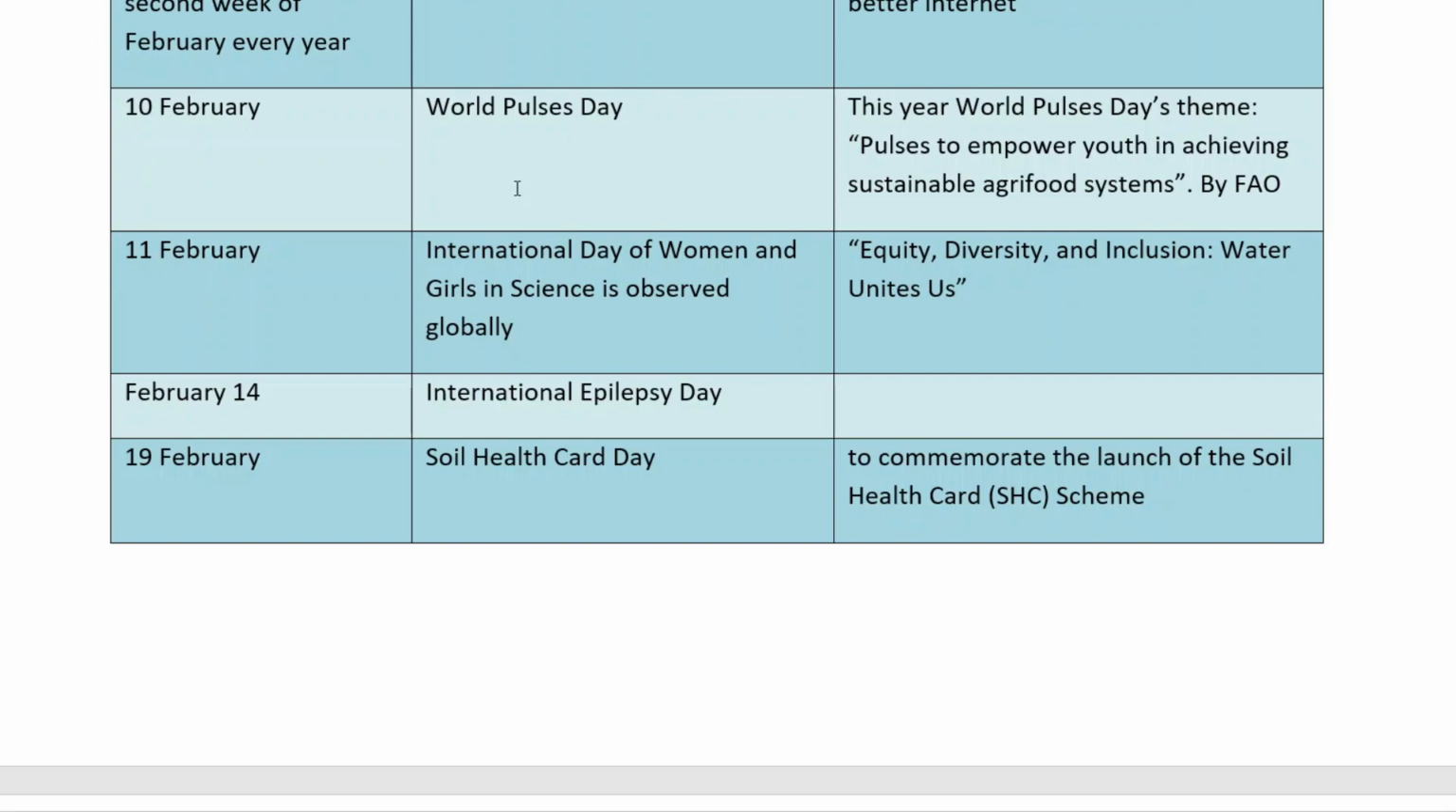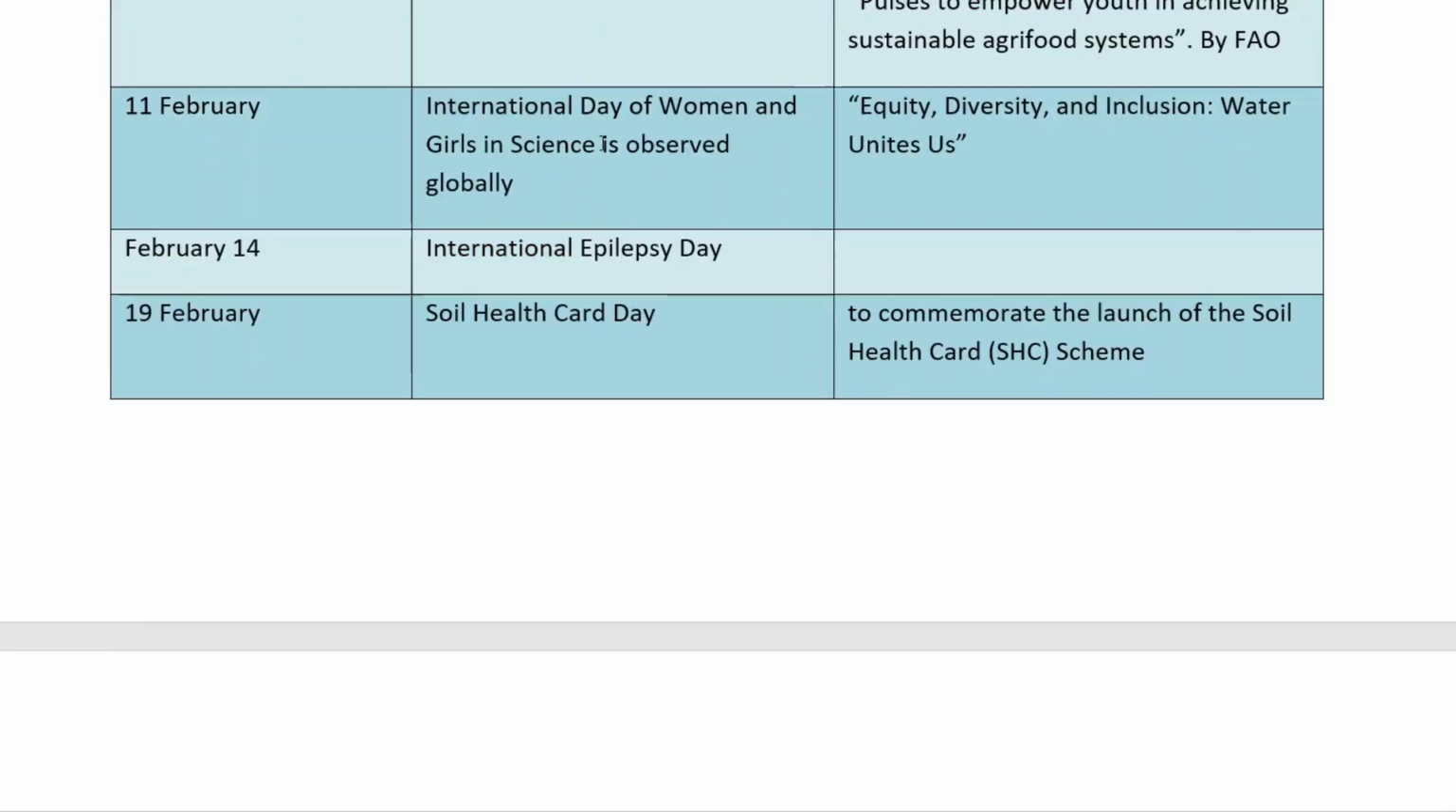Pulses to Empower Youth in Achieving Sustainable Agri-Food Systems is the theme for World Pulses Day this year, that is 2022. It is given by the Food and Agriculture Organization. This organization is also very important. The theme for World Pulses Day is given by FAO, Food and Agriculture Organization. The next important one is 11th February.